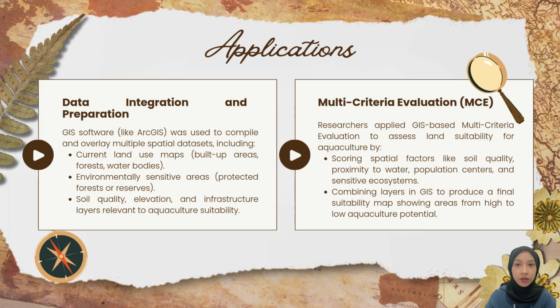Next, multi-criteria evaluation (MCE). Researchers applied GIS-based multi-criteria evaluation to assess land site suitability for aquaculture by scoring spatial factors like soil quality, proximity to water, population centers, and sensitive ecosystems. Next, combining layers in GIS to produce a final suitability map showing areas from high to low aquaculture potential.